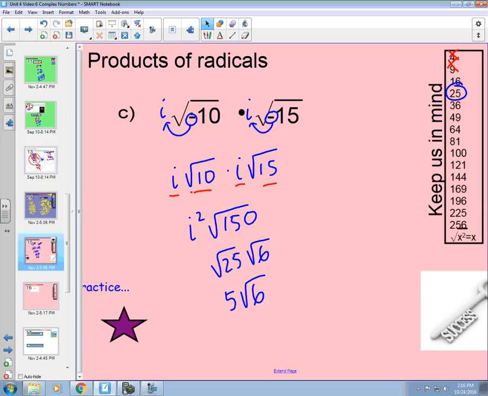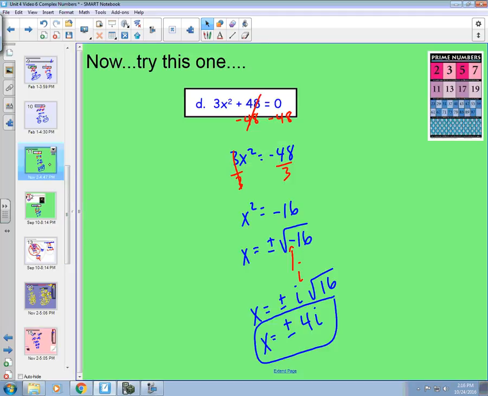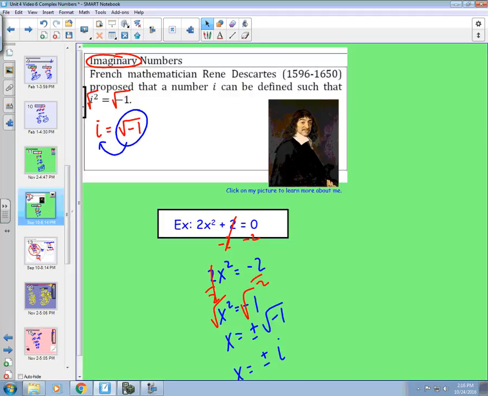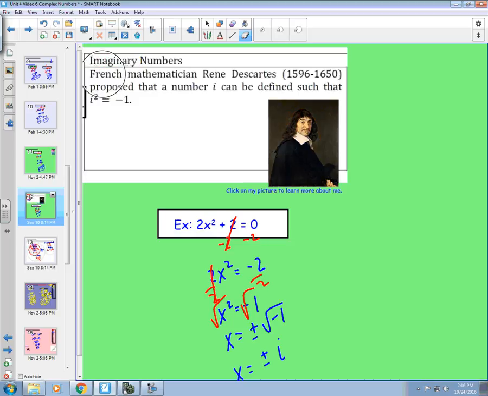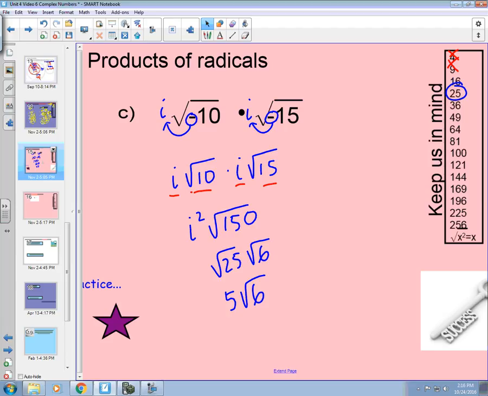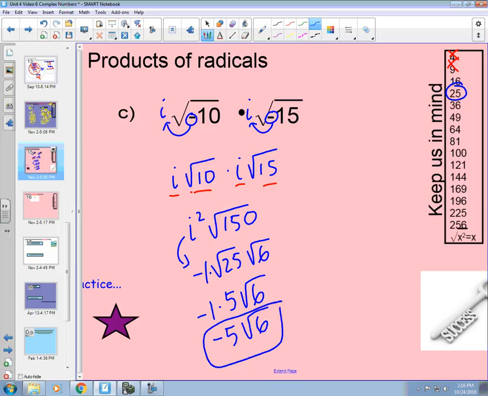Now what about this I squared stuff? Well, if you remember back, we had talked about this I stuff. And originally what we said was this Descartes guy said I squared is equal to -1. Do we have an I squared in our problem? Yes, we do. Anytime we have I squared, that's going to be the same as -1. So we can change that into a -1. And then now that we have -1 times 5, the answer is going to be -5 square root of 6.